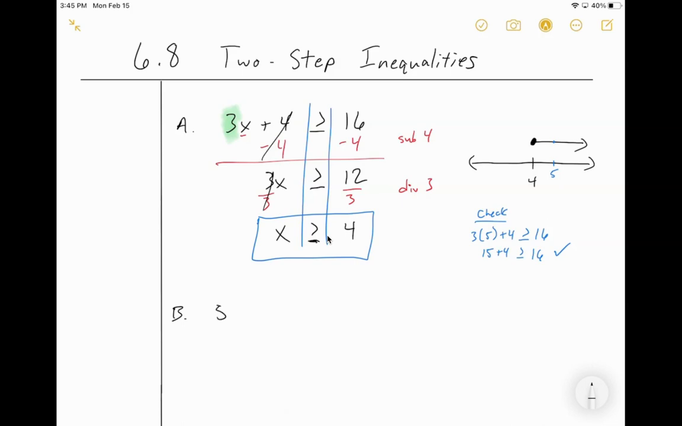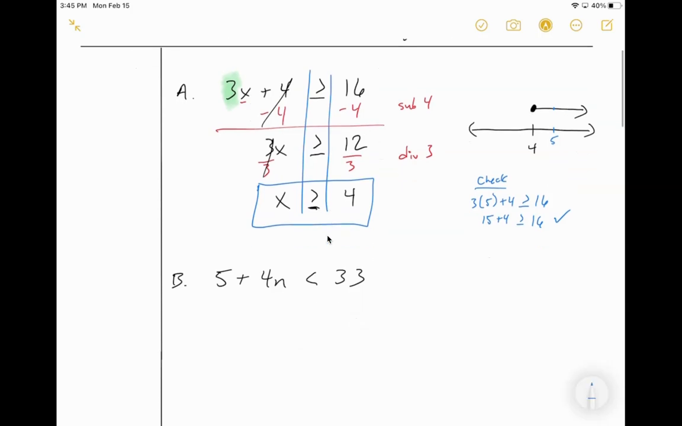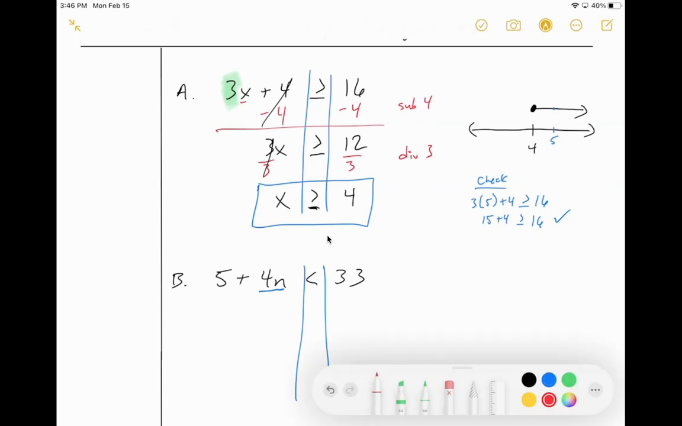All right, 5 plus 4n is less than 33. Let's go ahead and do it just like we've done all the other ones before. Draw a wall. Again, from the very beginning, I see that as a positive 4n right here. I'm not going to flip my inequality. I should know that right from the very beginning. Okay, so I know it's usually 4n plus 5, but remember, this is a positive 5. So how do I get rid of a positive 5? Again, subtract 5 on both sides.